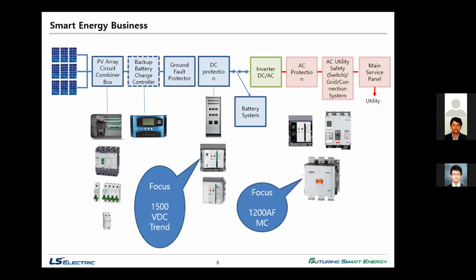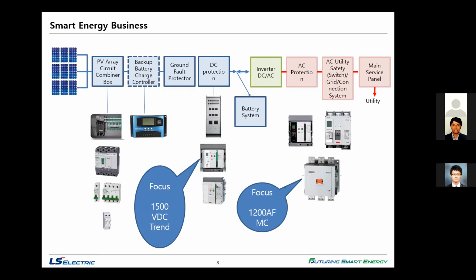It has been 1000 DC volts, but in recent years it has been upgraded from the standard level to 1500 DC volts. So, following this trend, we have DC ACB up to 3200 ampere. And for disconnect, we have a disconnect switch. We do have 4000 ampere with 1500 DC volt.